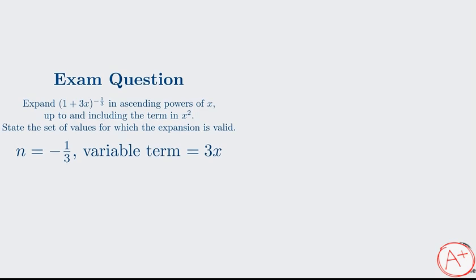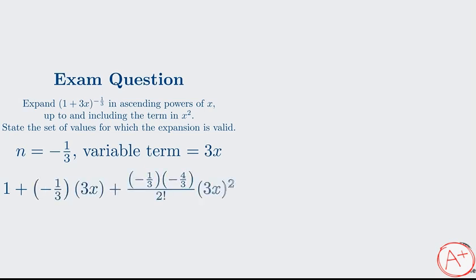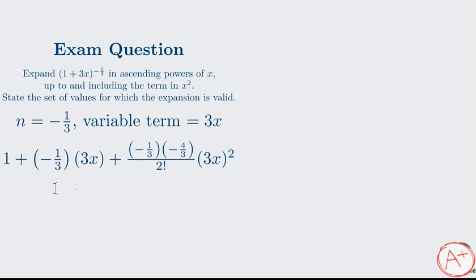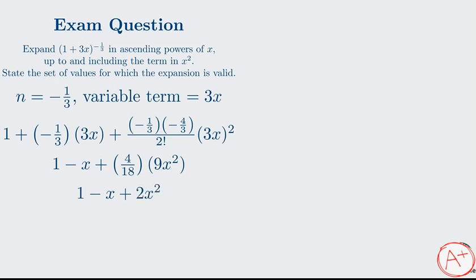Substituting into the formula, we have 1 + (-1/3)(3x) + (-1/3)(-4/3)/2! times the square of 3x. Simplifying the terms, negative 1/3 times 3x becomes negative x. For the third term, the numerator is 4/9, and dividing by 2 factorial gives 4/18. We multiply this by 9x². This simplifies beautifully to 1 - x + 2x².